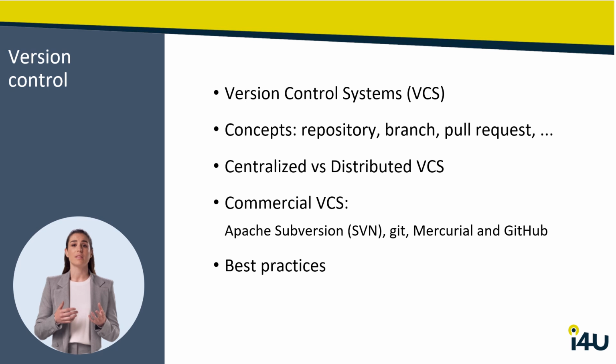In Lesson 1.7, Version Control, students will learn how to manage and organize versions by using version control systems, VCS. To do so, basic concepts of VCS such as repository, branch, or pull request will be explained. Moreover, centralized and distributed VCS will be presented, explaining also software such as Apache Subversion, Git, or Mercurial. Finally, best practices and the workflow when working with VCS will also be explained in this lesson.